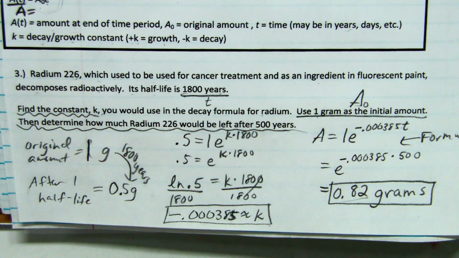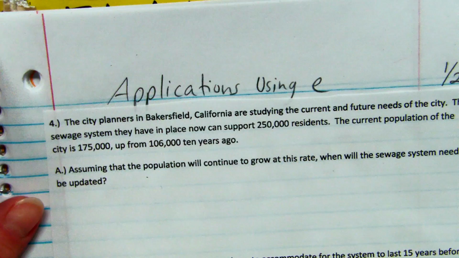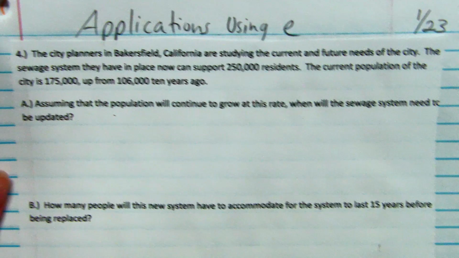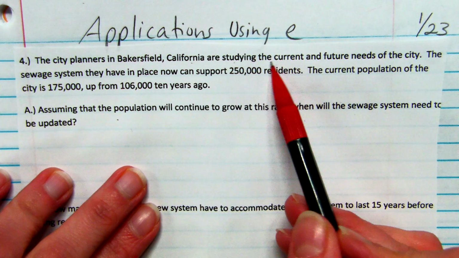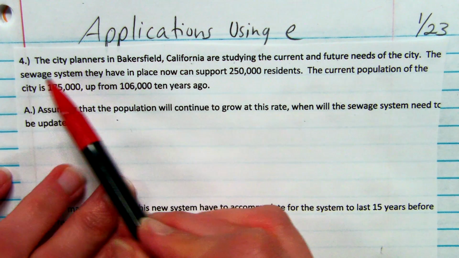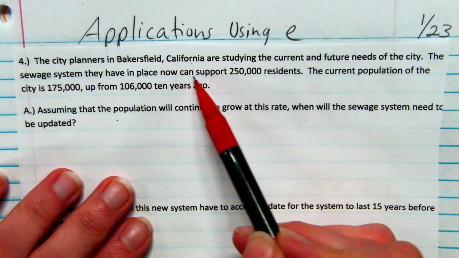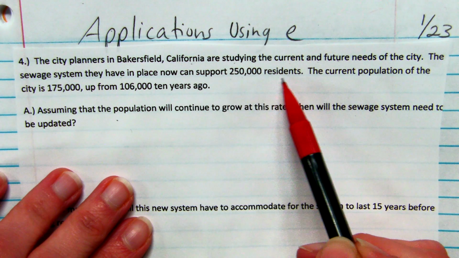Okay, I'm going to move on to number 4. Remember, you can pause the video at any time. So here is number 4. The city planners in Bakersfield, California are studying the current and future needs of the city. The sewage system they have in place now can support 250,000 residents.